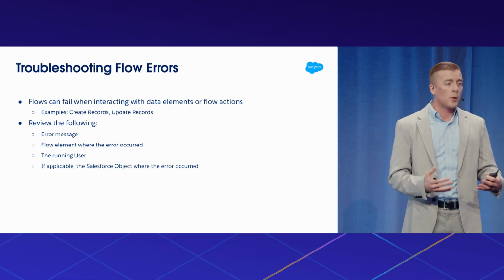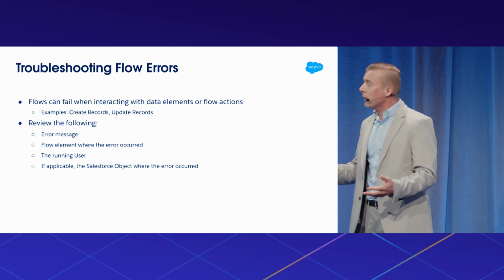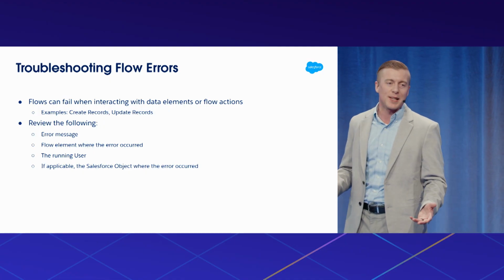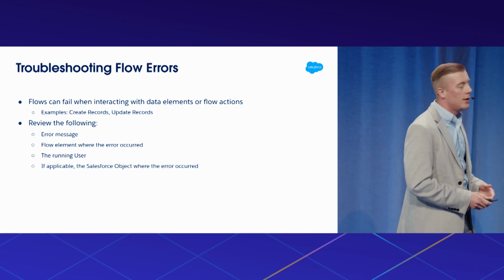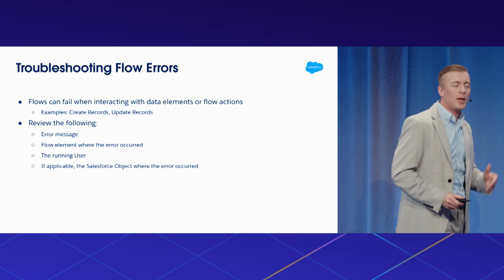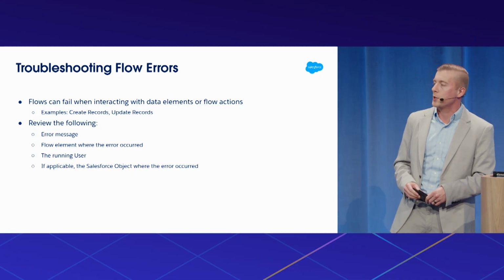And when you're looking over a flow that ran into an error, check the following. Of course, check the error message. It might be very straightforward. It might tell you exactly what you're missing or what you need to fix. Sometimes it's a little bit more cryptic. And we'll go over a couple of those cryptic error messages in just a moment.